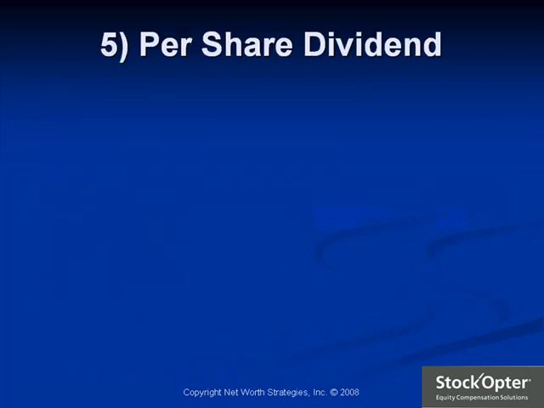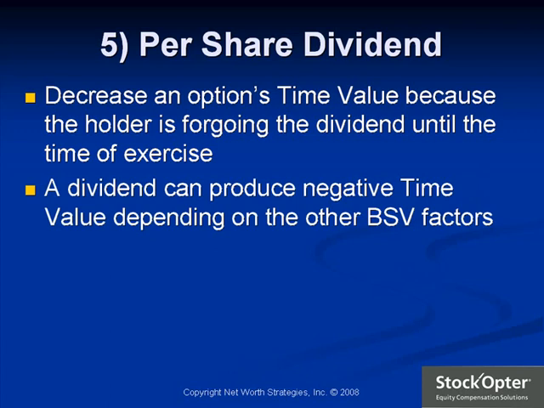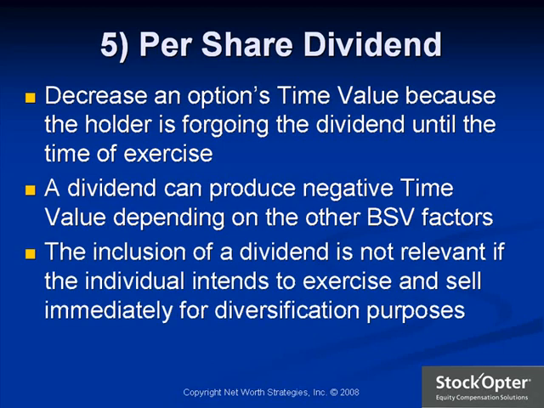And the final factor used in the Black Scholes formula is the per share dividend. Dividends decrease an option's time value because the holder is foregoing the dividend until the time of exercise. It should be noted, large dividends on options that are deep in the money and approaching expiration can cause the time value to go negative. Consider not including the dividend, even if the company has one, if the individual intends to exercise and sell for diversification purposes. In these cases, the dividend is not relevant and its inclusion will result in a lower time value.